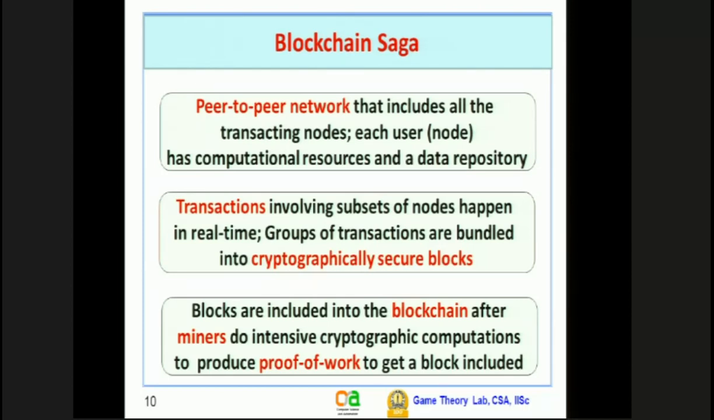Each user has computational resources and a data repository. There are transactions of various kinds happening among the participants of the blockchain. Each transaction will involve a subset of nodes, and groups of transactions are bundled into what are called blocks. These blocks are cryptographically secure. We'll see the meaning of this very soon. Then the blocks are included into the blockchain after miners do intensive cryptographic computations to produce proof of work. We'll get an idea of some of these things as we go along.